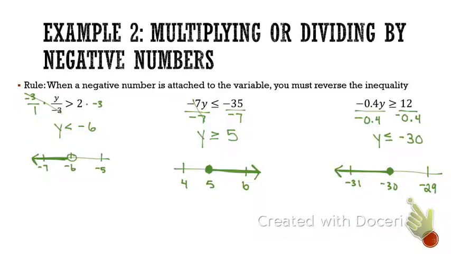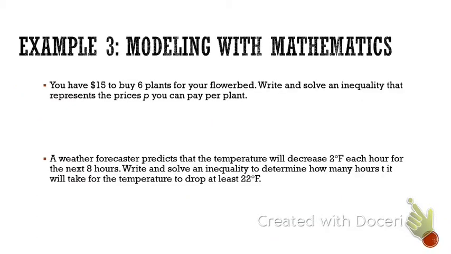So we've looked at examples 1 and 2. In example 1, I was just solving, but I had a positive number connected to my variable. In example 2, I'm solving, but I have a negative number connected to my variable. Now, in example 3, you have 2 problems on your homework, and this could definitely show up on a quiz or a test as well, where you have to write your own inequality and solve it.